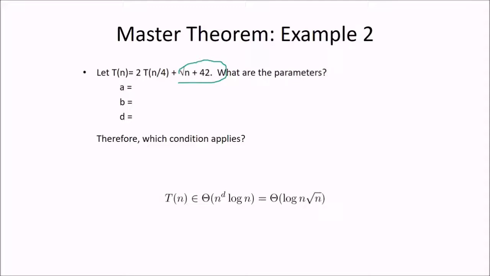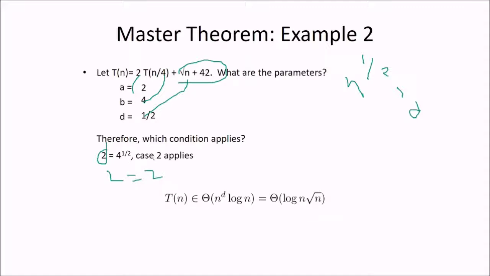Now this is our f(n), and root n is n to the power half. And this half is our d. So a is 2, b is 4, and d is half. Let us compare a with b to the power d. We see that this is 2 and 4 to the power half, that is root 4, which is nothing but 2. 2 equal to 2, so we apply case 2, which is T(n) is order of n to the power d log n. What is n to the power d? n to the power half is root n, and log n we'll write here. So this is simply root n log n.